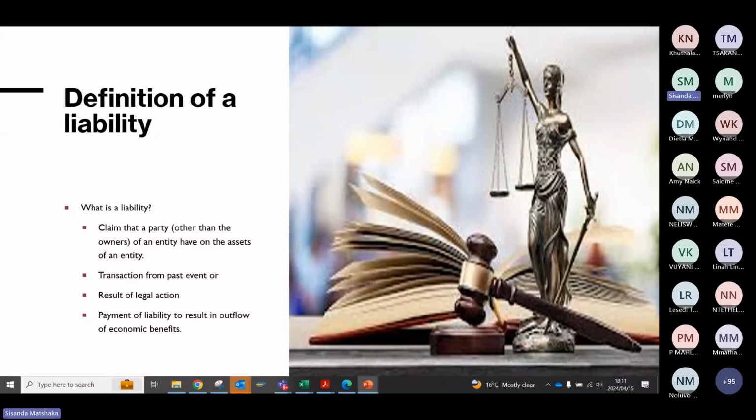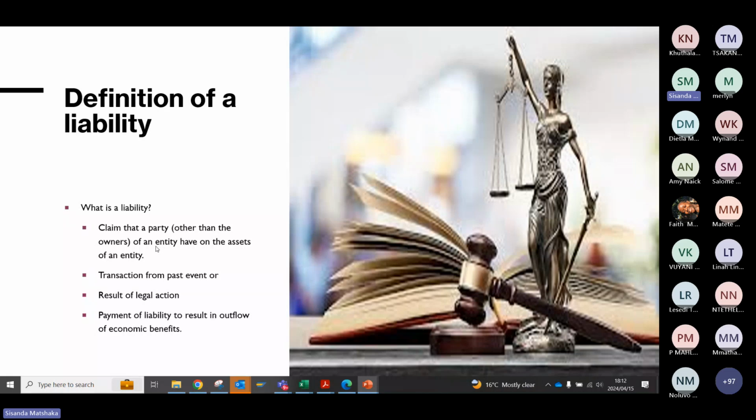Correct, right? It's something which is going to deplete your resources, deplete your assets. You need to find money to pay someone. You need to do some work in order to repay someone. So it's something which is going to result in an outflow of economic benefits, and that's what it says on the last point there. Now just going through what the study unit defines it as.